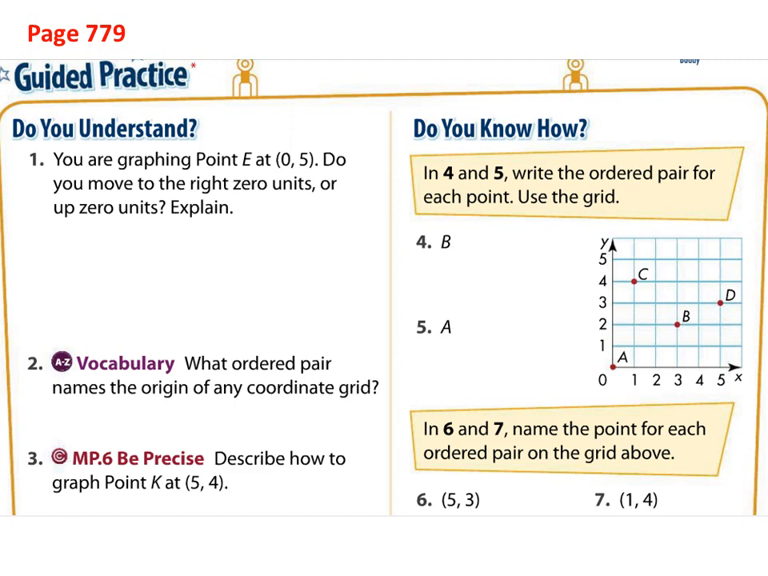Now, page 779. Read question 1. Stop the video if you want. Write your answer. Then come back to check your answer. Have you finished? Yes. Question 1 says, you are graphing point E at 0, 5. Do you move to the right 0 units or up 0 units? Explain.